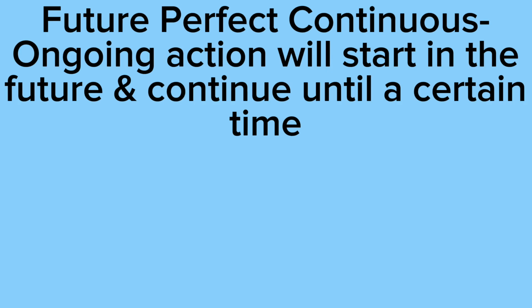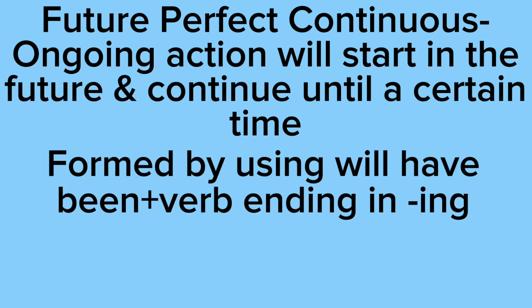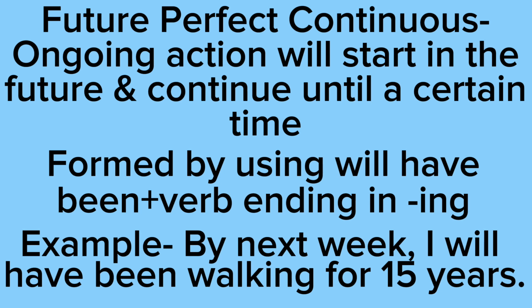And lastly, we have future perfect continuous, which means the ongoing action will start in the future and continue until a certain time. This is formed by using will have been plus the verb ending in ing. So our example says, by next week, I will have been walking for 15 years.